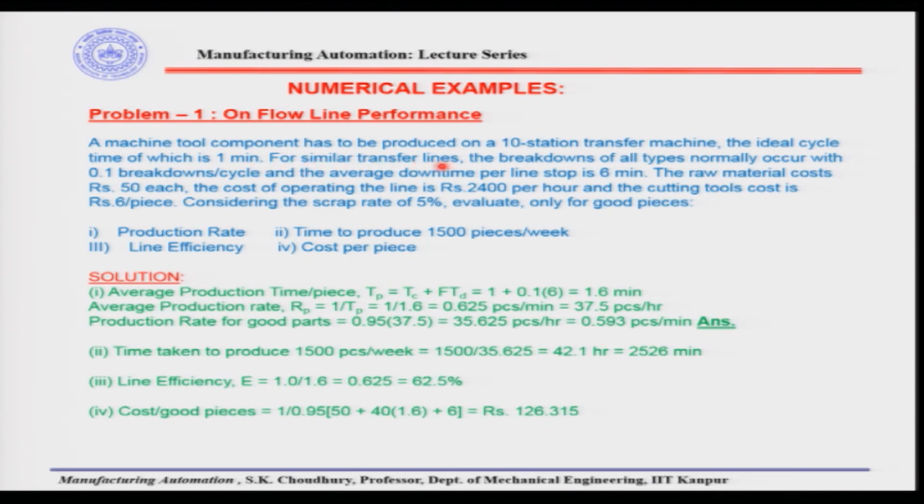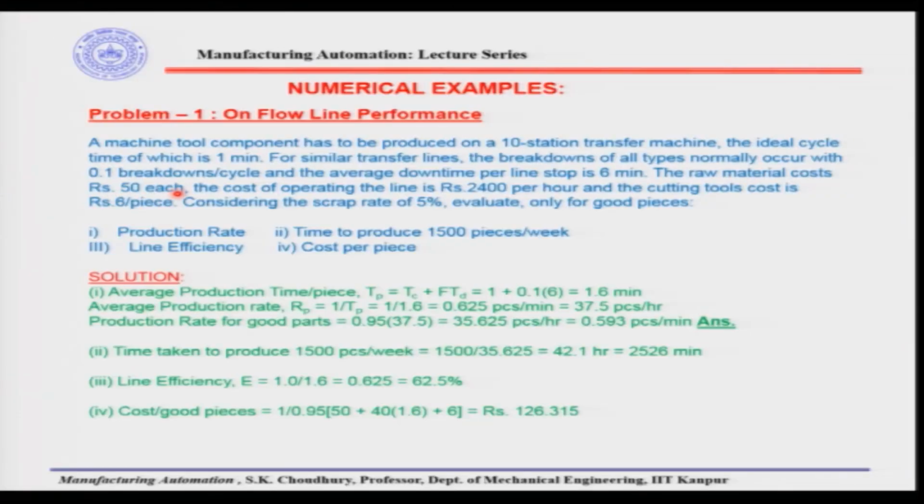For similar transfer lines, breakdowns of all types normally occur with 0.1 breakdowns per cycle, and the average downtime per line stop is 6 minutes. This is the Td, if you remember. This is the time taken for diagnosing the problem and rerunning the machine. The raw material costs rupees 50 each. The cost of operating the line is rupees 2400 per hour, and the cutting tool's cost is rupees 6 per piece. Considering the scrap rate of 5%, evaluate only for good pieces: production rate, time to produce 1500 pieces per week, line efficiency and the cost per piece.